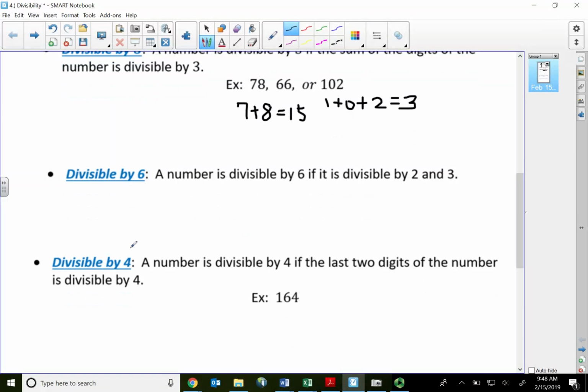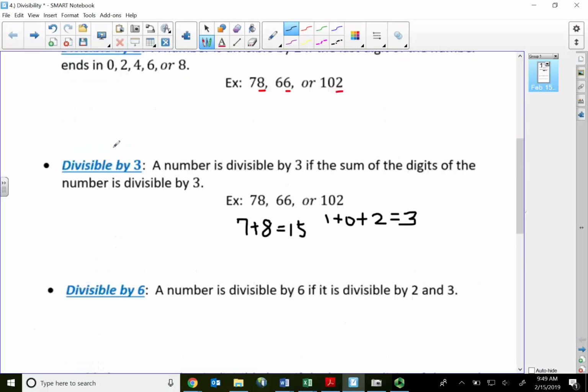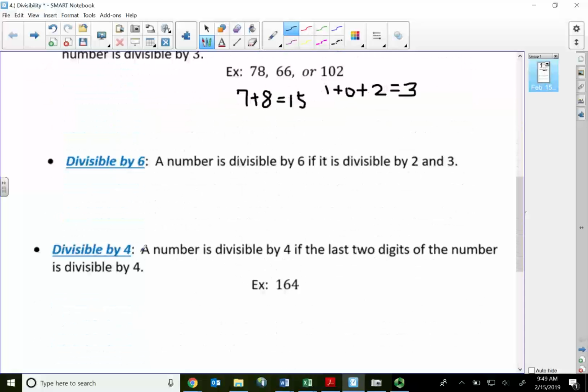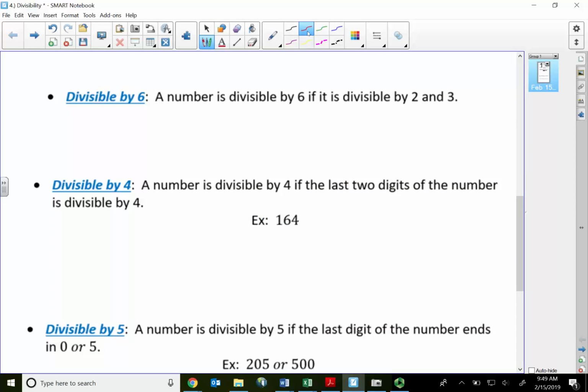A lot of people know about divisibility by 4 because if 4 can go into it, more likely 2 can go into it. A number is divisible by 4 if the last two digits of the number are divisible by 4. My example here, 164, we're looking at the last two digits. If 4 can go into the last two digits, then 4 can go into the entire number. Let me do this real quick. 64, the last two digits of my number. If 4 can go into it evenly, then 4 can definitely go into 164.